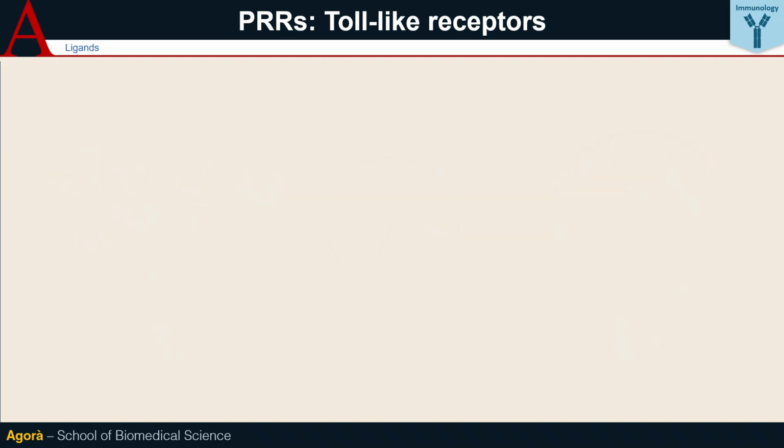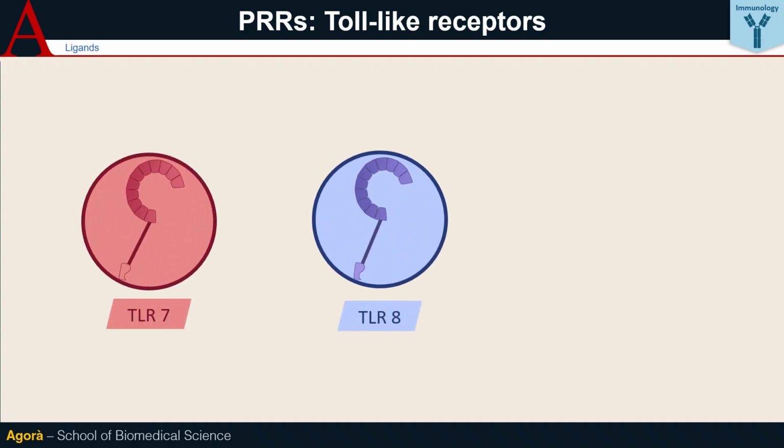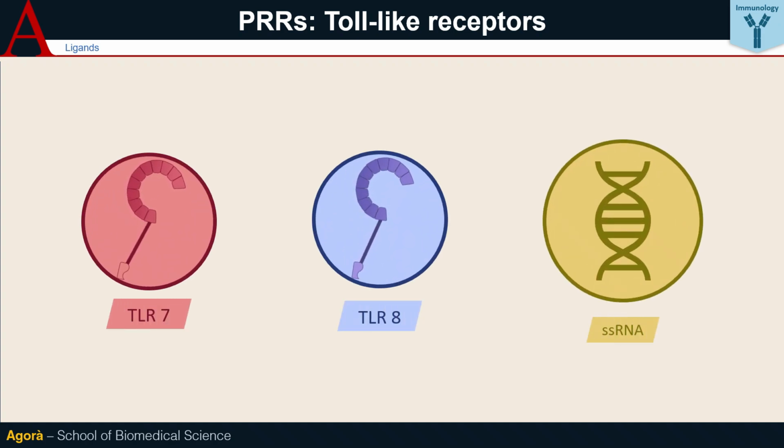On the other hand, TLR7 and TLR8 recognize single-stranded RNA. Although single-stranded RNA is also present in eukaryotic cells, it is never found in endosomes, but rather freely in the cytoplasm. Consequently, endosomal single-stranded RNA is likely to be of viral origin.